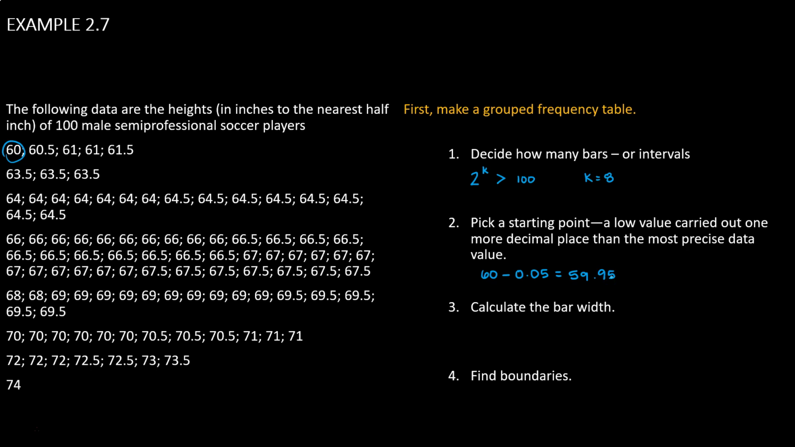Next, we're going to pick kind of a test end point. So it's not the definite ending spot, but we're going to take the maximum value in our data set and push that out one more place value of precision as well. And this is just our temporary ending spot. We're going to use that temporary ending point with our definite starting point to calculate our bar width.